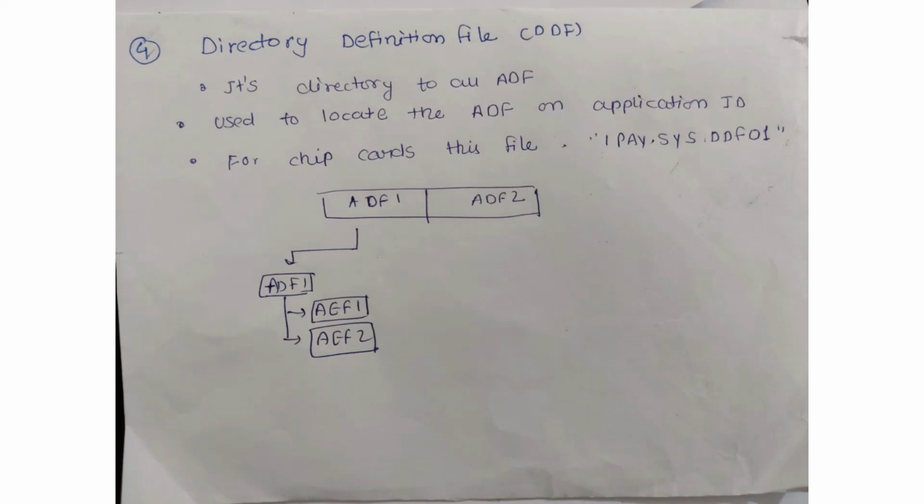You can say that it is an array of pointers. If your EMV card has multiple applications, then to identify each application you will require some kind of indexing. For that we use the file known as the directory definition file. In the EMV standard, this file is referred to as 1PAY.SYS.DDF01.